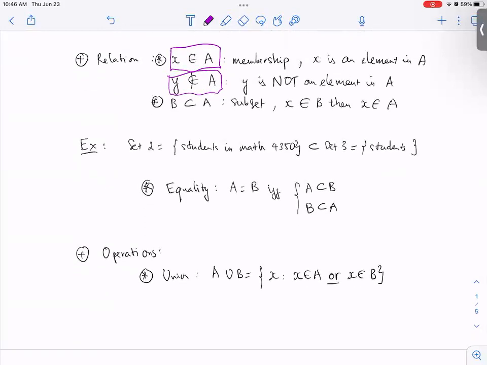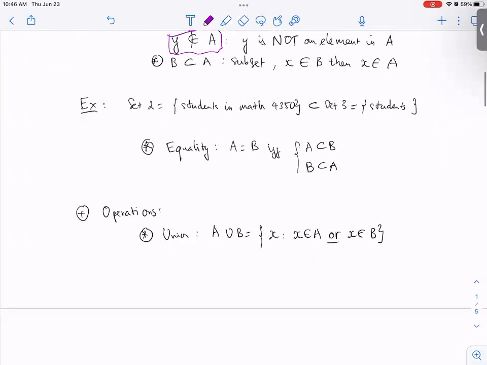Here is an example. Let's say set 2 is a set of all students in Math 4350. And then you have set 3, a set of all students at Texas Tech. Then definitely set 2 here is a subset of set 3, because a student taking Math 4350 with me is certainly a student of Texas Tech. That's why any element in set 2 is an element in set 3. That's why set 2 is a subset of set 3.